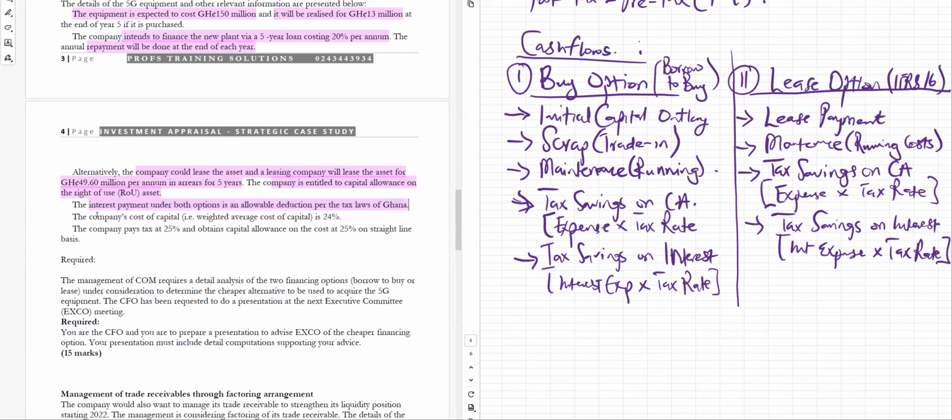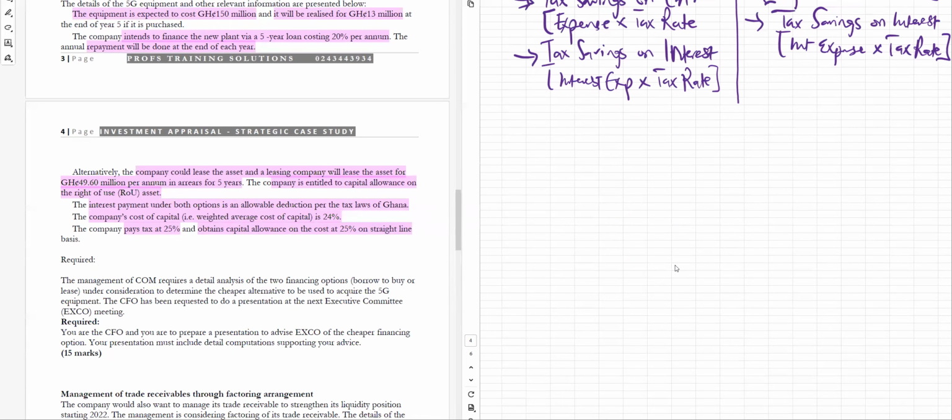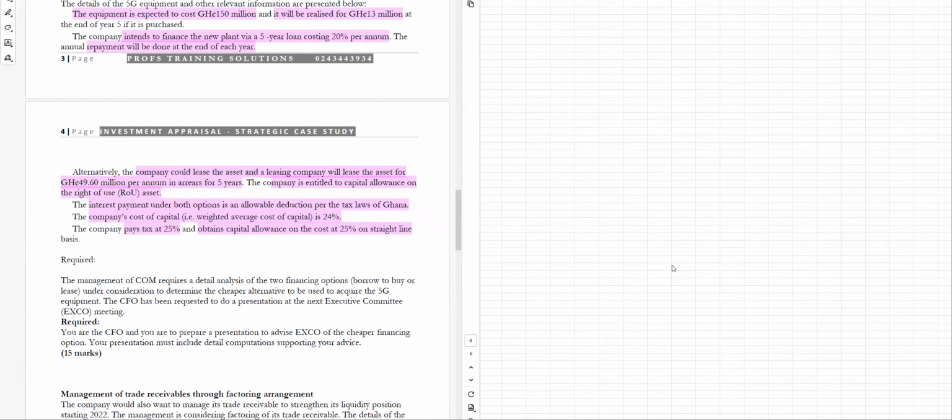So the company's weighted average cost of capital is 24%, and the company pays tax at 25% and obtains capital allowance on the cost at 25% on straight line. It can also be on reducing balance. So when we get there, I will teach you the various ways to actually get the capital allowance. So the first thing we need to do is that we need to test the option. So what option do we want to test first?